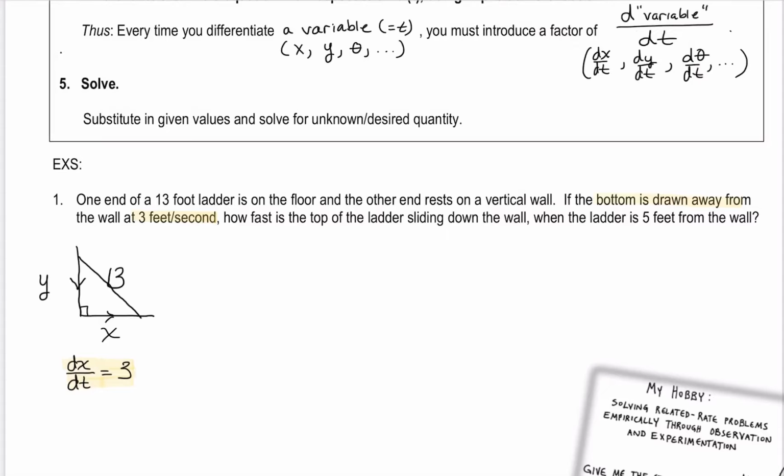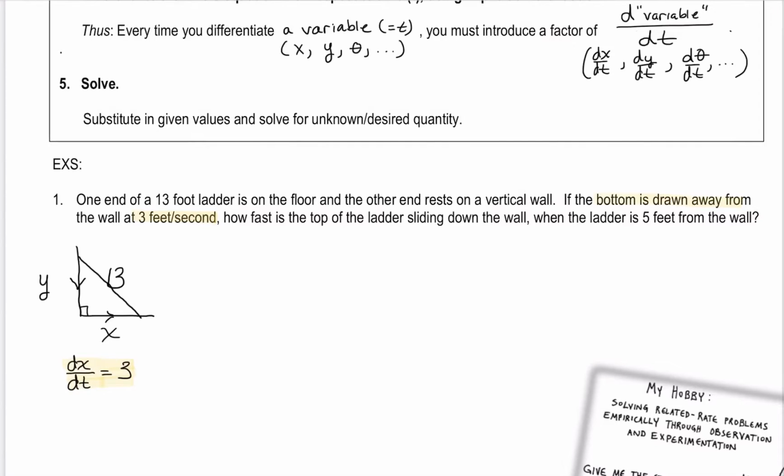If this was the speed of y, how fast it was sliding down, we'd have to label that with a negative 3 because y is actually decreasing. All right, so let's continue here. So now let's see.